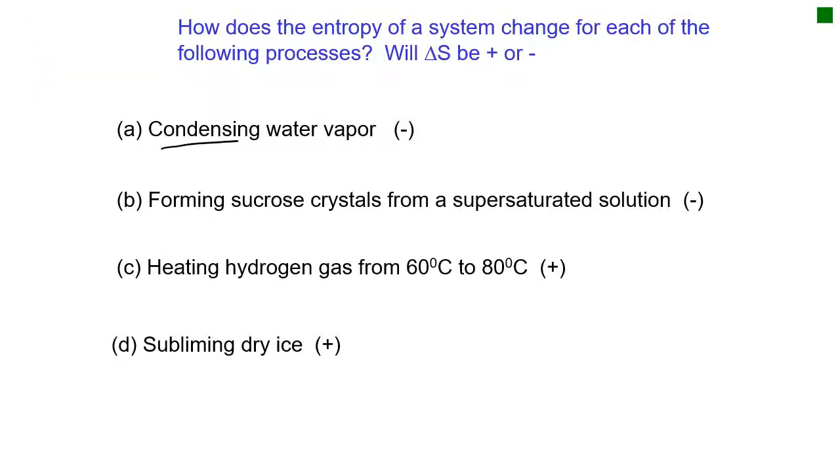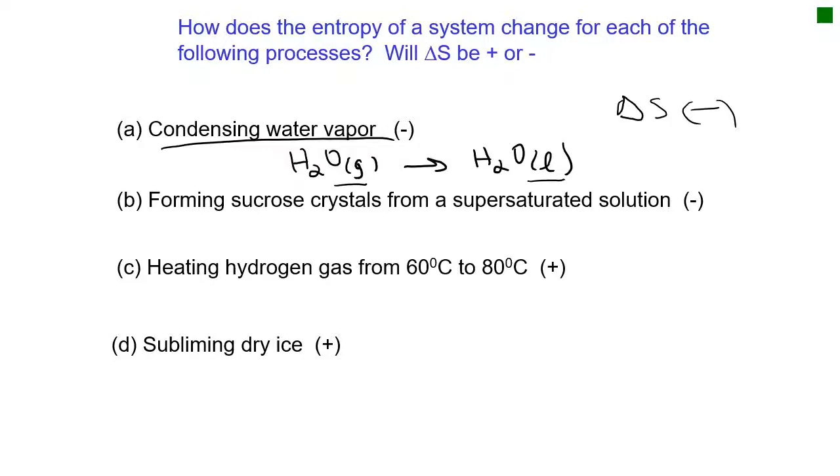Well, if we take water vapor and condense it, so we take H2O as a gas and turn it into H2O as a liquid. If we look at the states, we know that a gas is more disordered than a liquid. Therefore, the change in entropy will be negative.